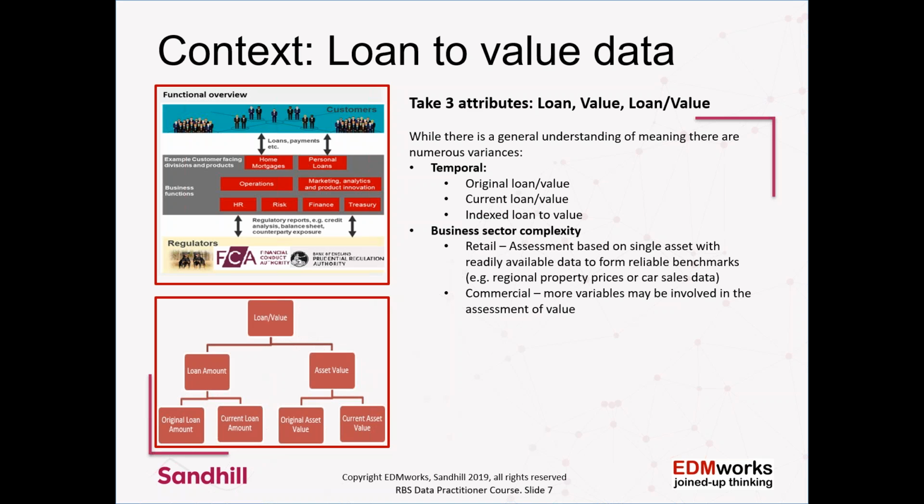And then the complexity of the calculation involved in that will also vary across business sector. So in the retail sector, it's relatively straightforward around a single asset, and there are readily available property benchmarks or car sales indices that are around. On a commercial loan, it will be much more complex, because if it's, for example, a shopping centre with 50 different shops, then there's a variation on rental income, there's variations on all sorts of different things. So the calculation of the value of the property is far more complex.